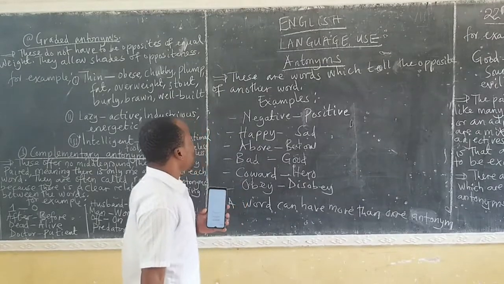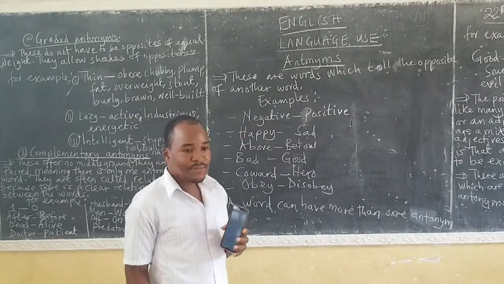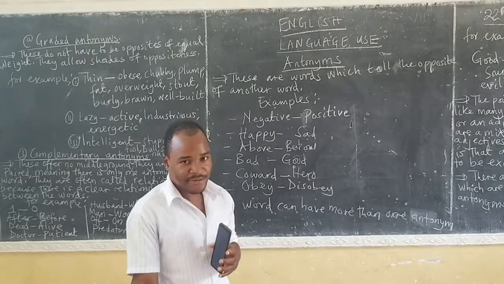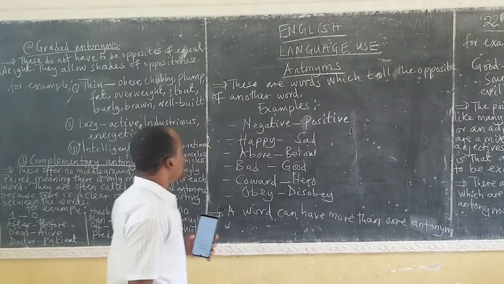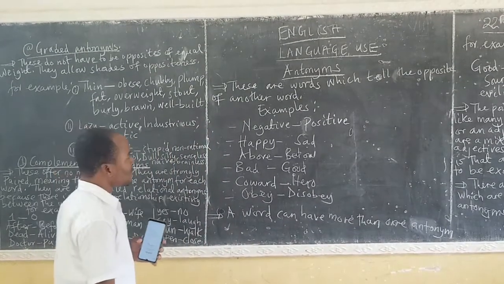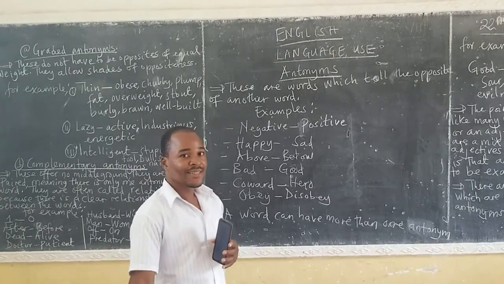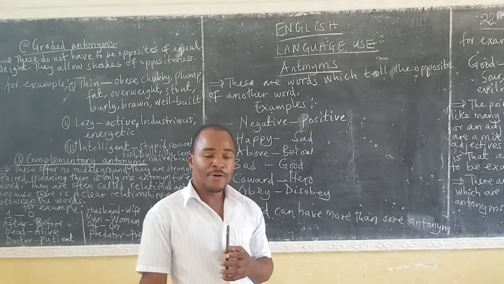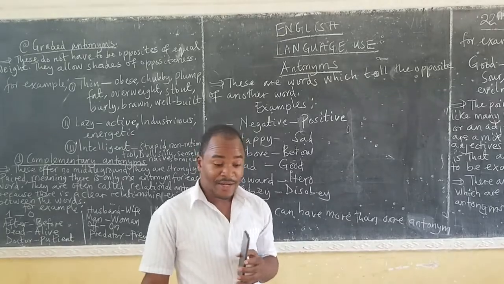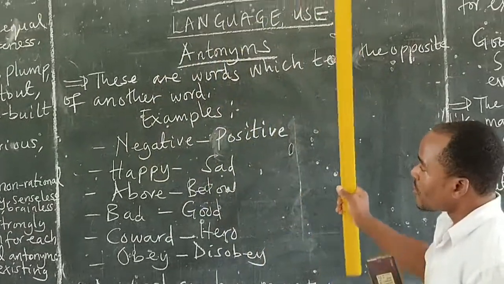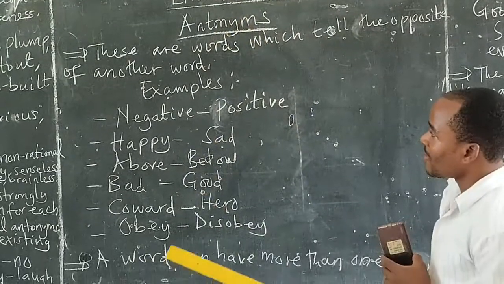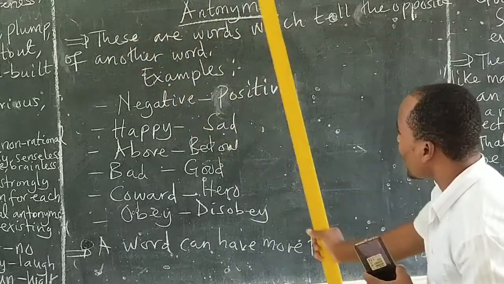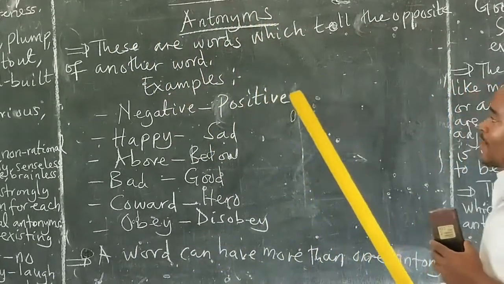Today we are going to learn about antonyms, which are under the category of language use in English Standard 5. Antonyms, we say these are words which tell the opposite of another word. So when you hear the word antonym, it is the same as saying the opposite of a word. We are going to check the opposites of different words as you have seen here. So we say antonyms are words which tell the opposite of another word.